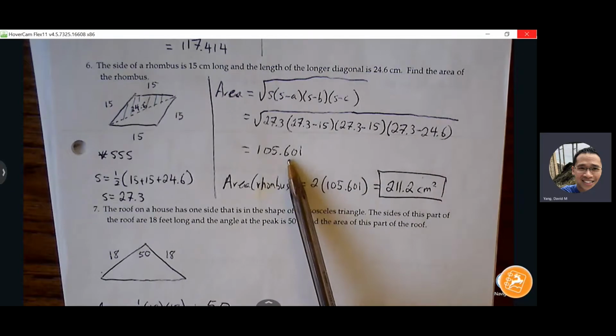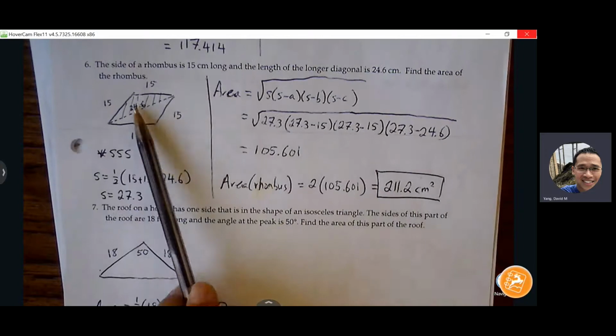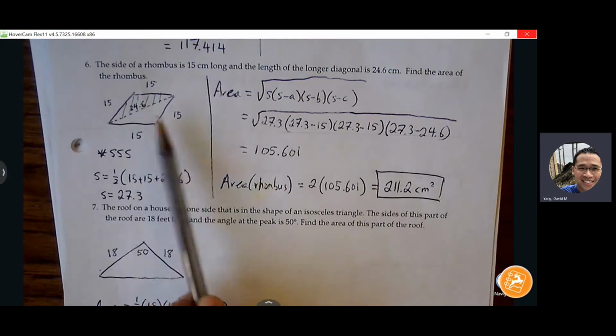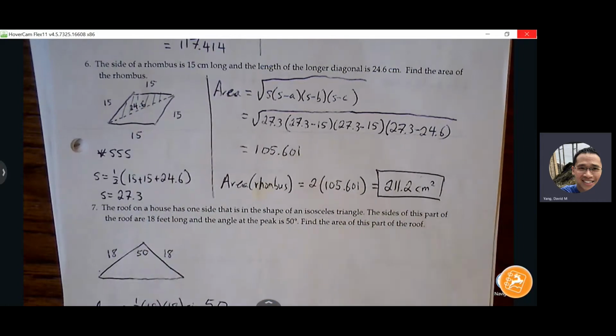We get the area, but remember, this is only the area of the triangle, right? To get the area of the rhombus, we're going to have to double that triangle area. So I'll multiply this by 2, 211.2 square centimeters.